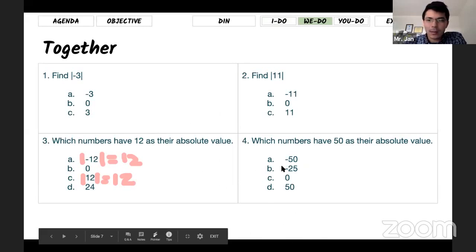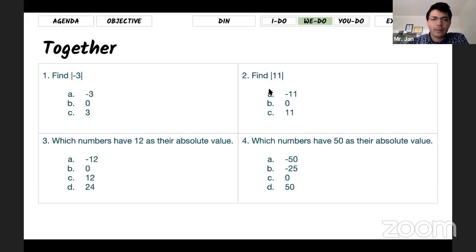Let me clear out the drawings. Okay, so next thing, let's see what we have.